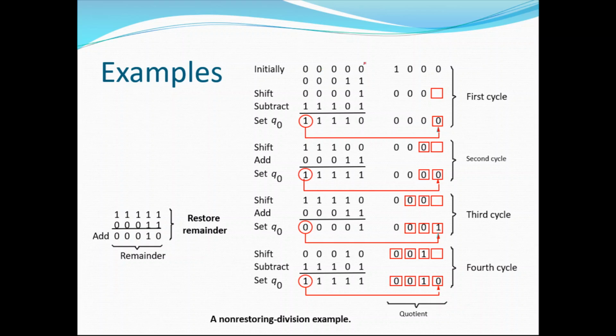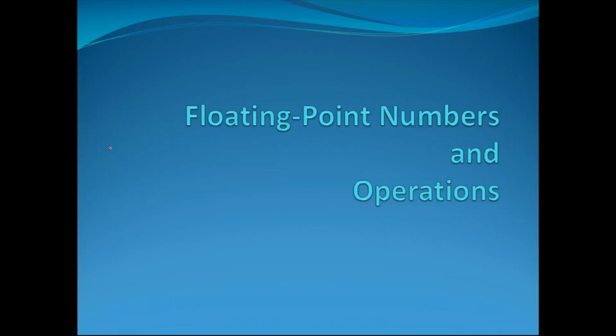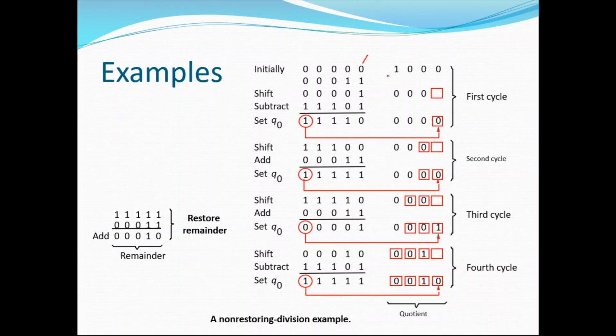So initially a is filled with zeros, and this is q. If you go back to our example, q is this 1000, the dividend, and the divisor is 0011, right? So this is q, and this is the divisor 0011. We added one more zero for the sign bit. Actually it's a 4-bit number, but the last zero is added for the sign bit.